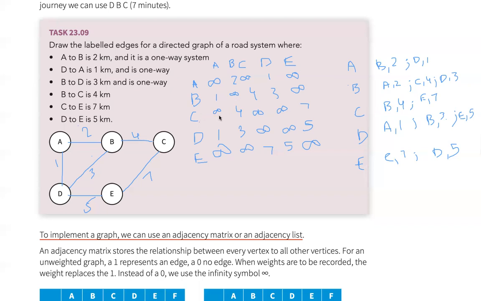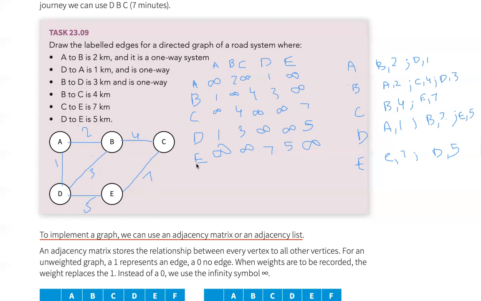C to A, no direct link, infinity. C to B is labeled as 4. C to C, infinity again. C to D, there's no direct link, infinity. C to E, that's 7, like so. Finally, D to A is 1, as you can see here. D to B is 3. D to C is infinity. D to D is infinity. And D to E is 5.